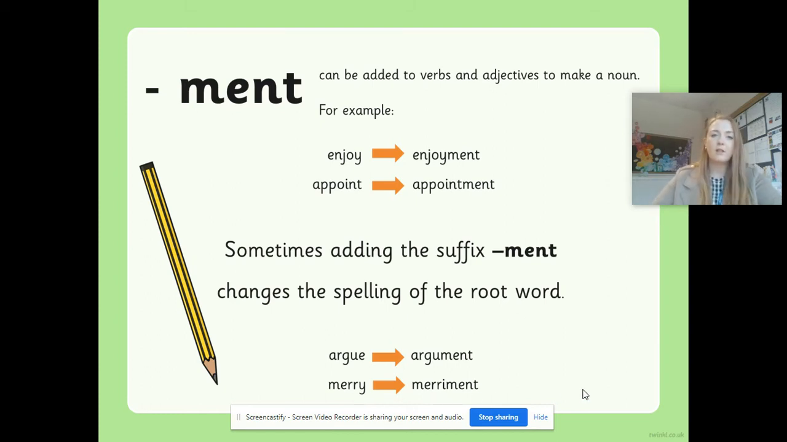Some of you will come across these rules before, some of them will be new to you, and that is okay. Just have a go. Anything you get stuck with, I can help you with when you're back in school tomorrow, so please don't worry.